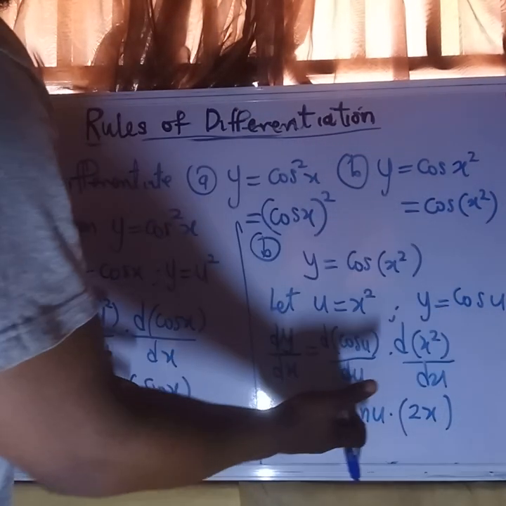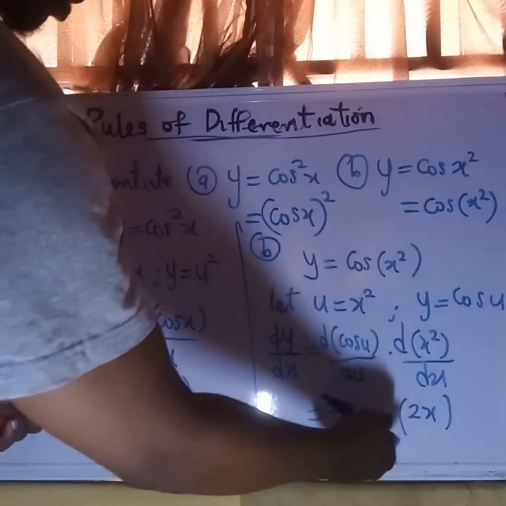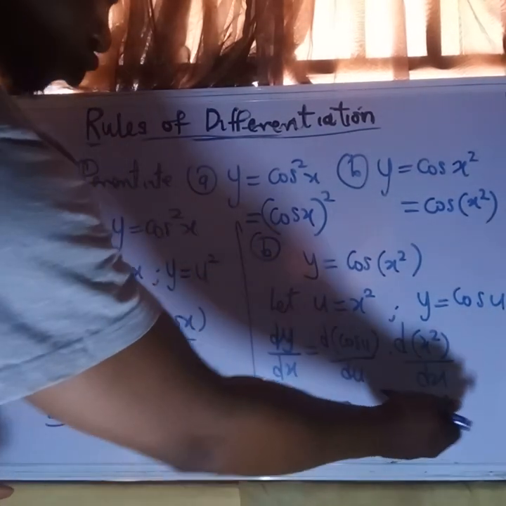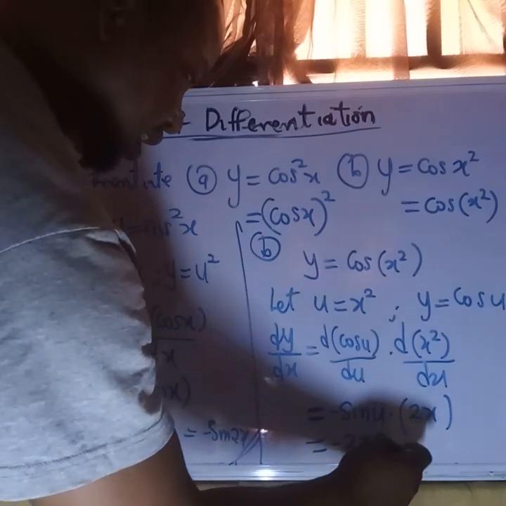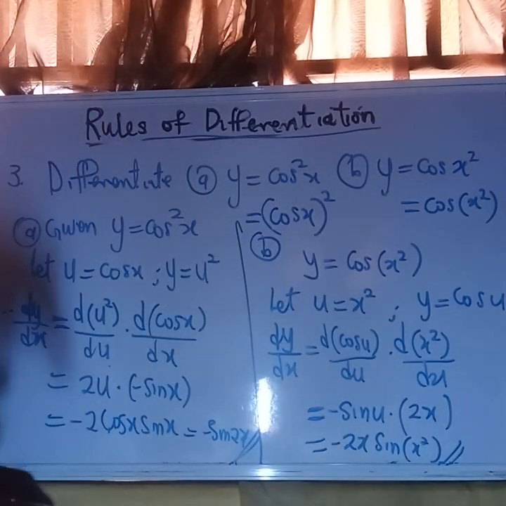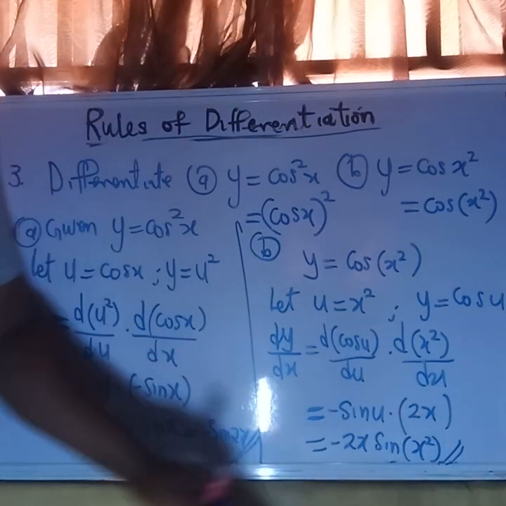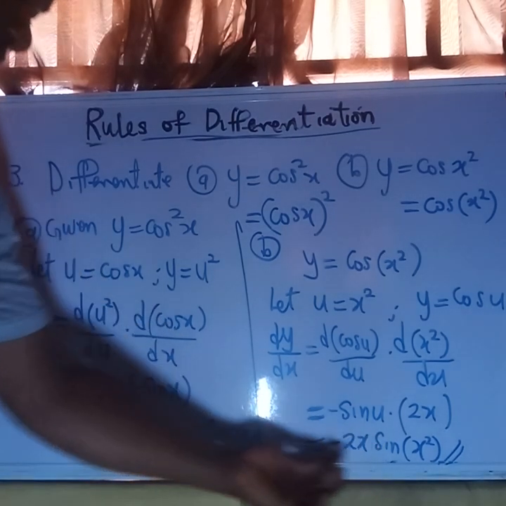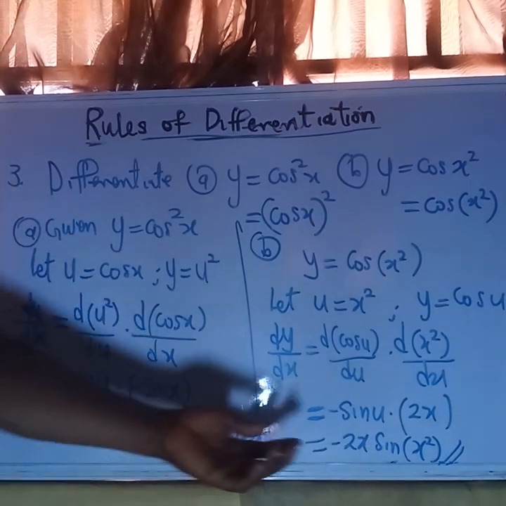We can now replace u again. Recall u is given as x squared. Since commutativity holds, we can bring the 2x forward, so this will be negative 2x sin x squared. So let's write this properly. If you compare the slopes, either this or this, you see that these are not the same. These two functions are not the same, and their slopes are not the same.